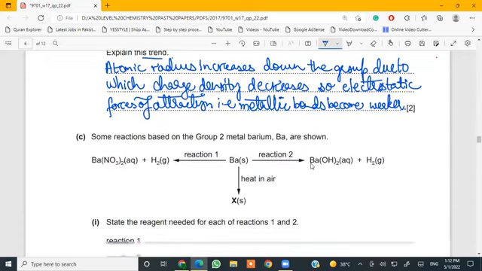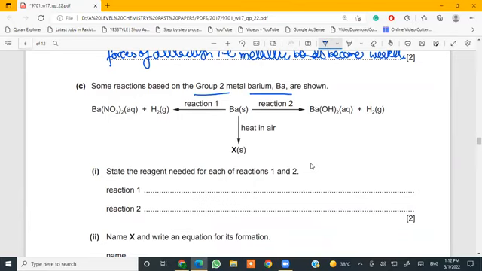Then some reactions based on group 2 metal barium are shown over here. So this is barium, all right? It can go to form barium nitrate and hydrogen, or it can go to form barium hydroxide and hydrogen, or it can be heated to give you a solid X. Now state the reagent needed for reaction 1 and 2.